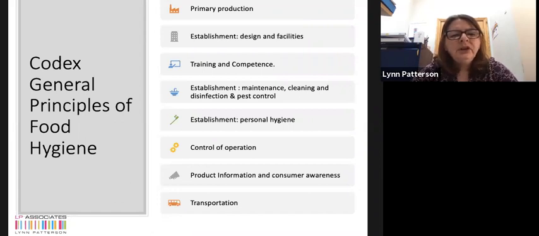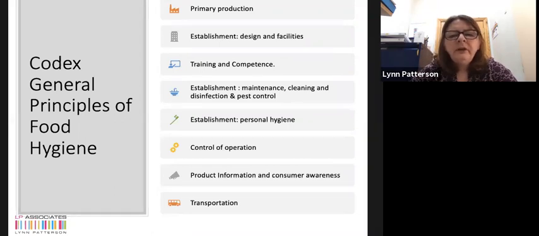So primary production, and they are looking at environmental hygiene, hygienic production of food sources. So this is right back to farm level. So raw milk, animals coming in for slaughter. So making sure that's clean, clean transportation to the factory is included there.